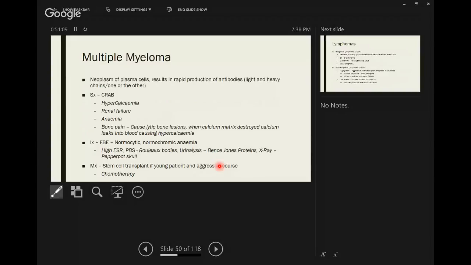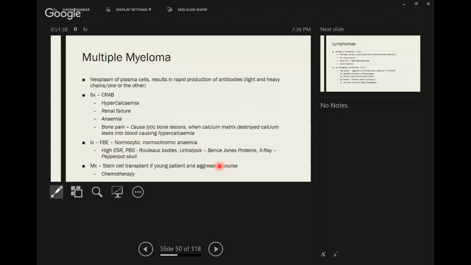It causes lytic bone lesions, so you get a collection of plasma cells in the bone which dissolve it all out, particularly in the spine, because multiple myeloma is a disease of the elderly. And like I said before, most of your active bone marrow in the elderly is in the vertebrae. So you get lytic bone lesions because it dissolves out into those bones. And because that bone is dissolved, it causes calcium to go out into the blood, so you get hypercalcemia.